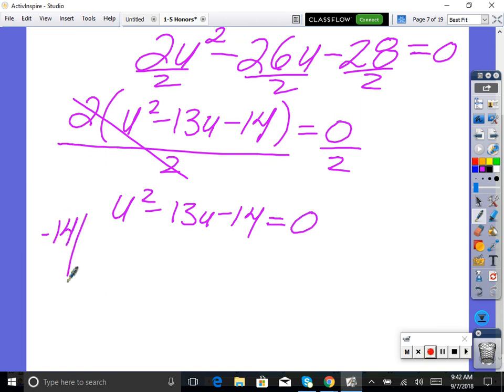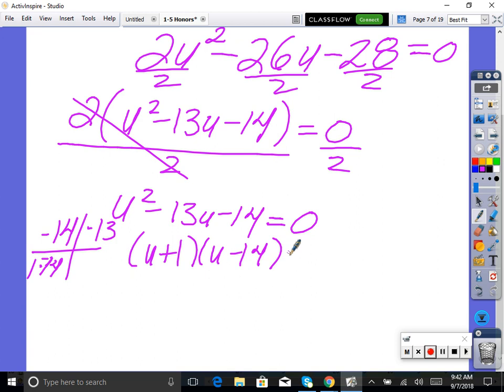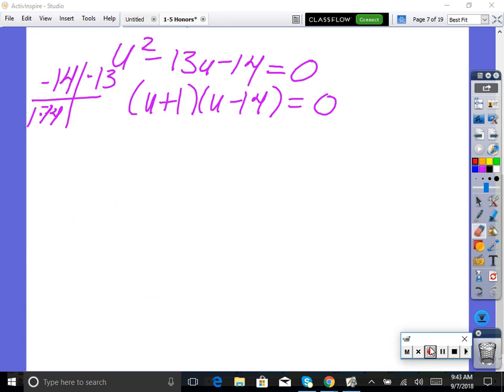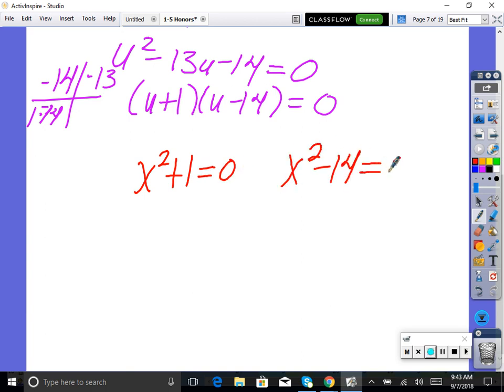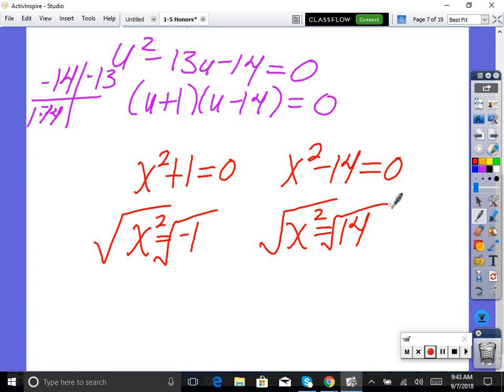Okay, so now what multiplies to be negative 14 and adds up to be negative 13? Now we get a quick factor. If we would have long factored, that would have been a lot of extra work. So you guys go ahead and finish that one off. Checking your answers when you're done. 4 solutions. It was degree 4, so we're not missing anything.